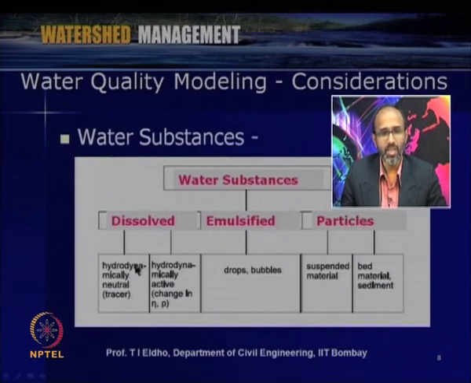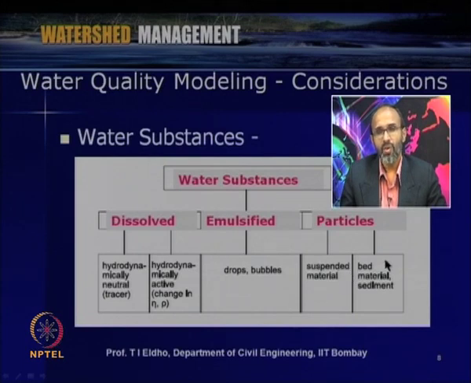As far as dissolved substances are concerned, they can be either hydrodynamically neutral, like a simple tracer, or hydrodynamically active, where they can change properties like density or viscosity. So it can be like salt water within fresh water, or various chemical fluids within the water. Water substances can be either dissolved or emulsified, like drops or bubbles, like lather or other kinds of contamination.